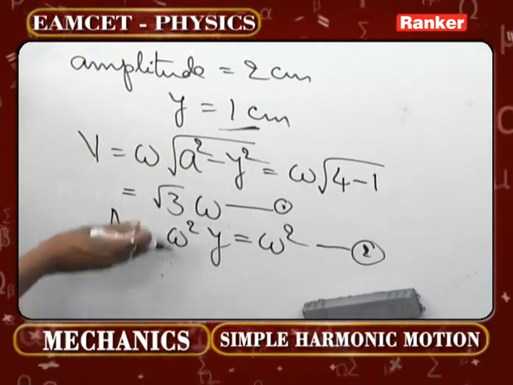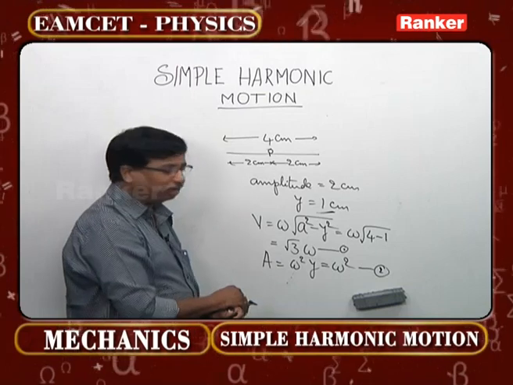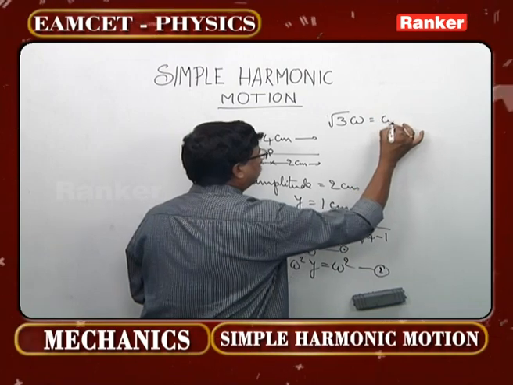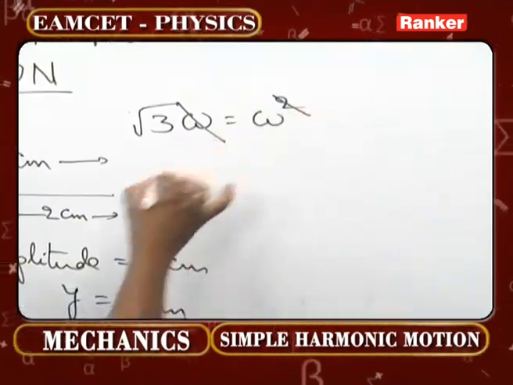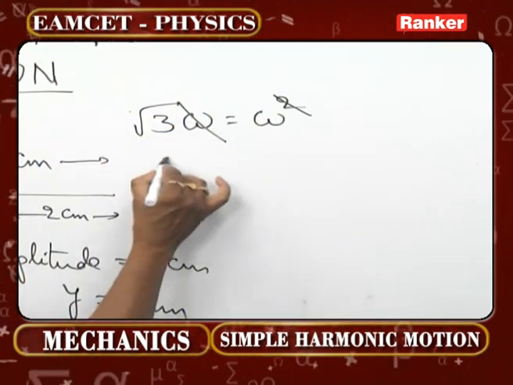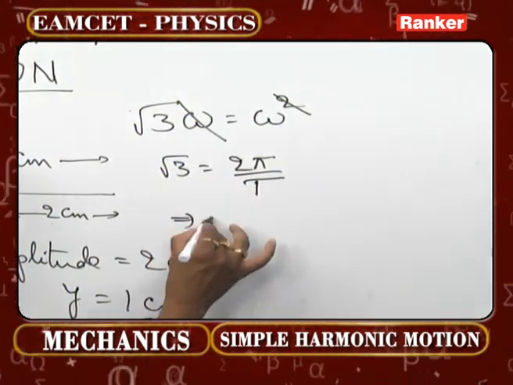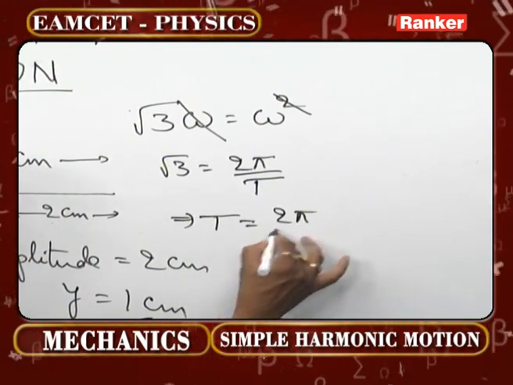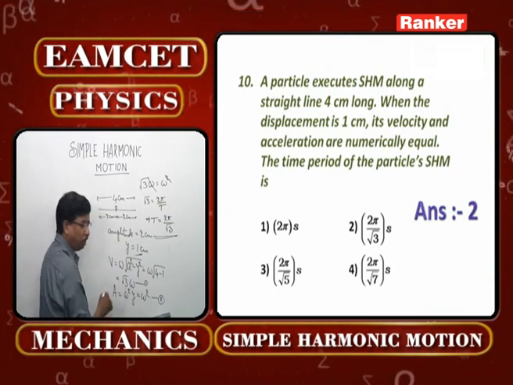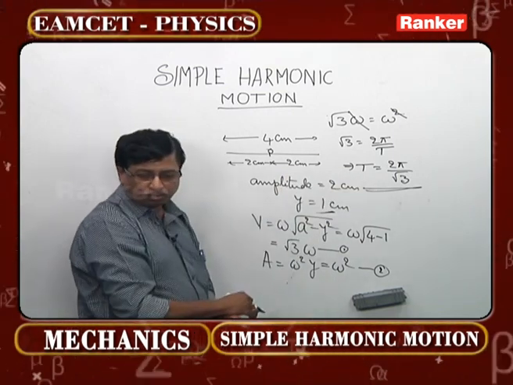According to the given problem, these two values are numerically equal. That is what has been concluded in the problem. Come on, equate them now. Root 3 times omega is equal to omega square. One omega gets cancelled. What is the concept he is asking you for? Time period is how much? So root 3 is equal to 2 pi by capital T. We just want the value of capital T now. Is it not 2 pi by root 3, please? So what will be the corresponding time period when velocity and acceleration are equal, at displacement 1 centimeter? 2 pi by root 3 seconds.